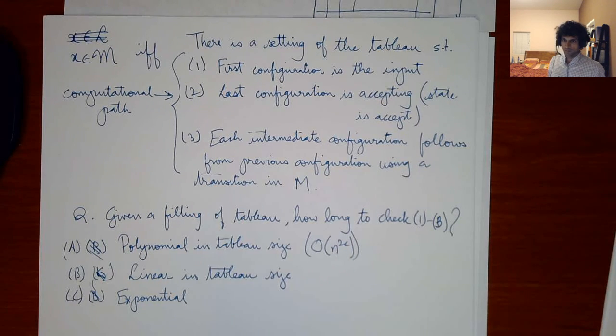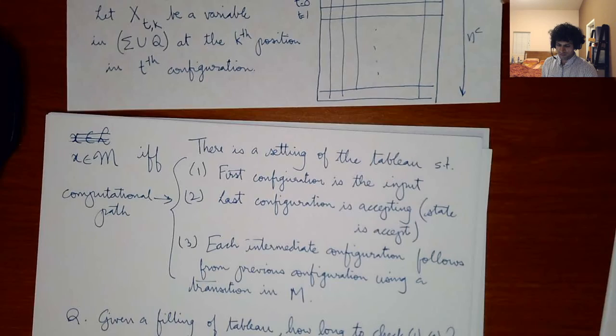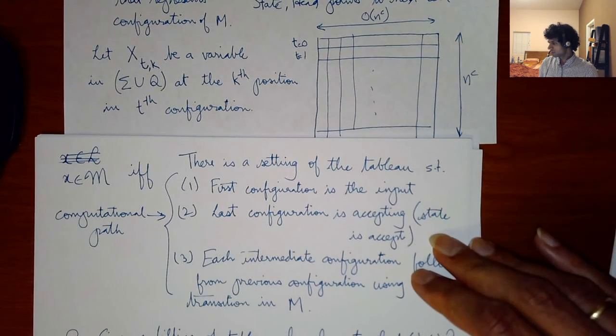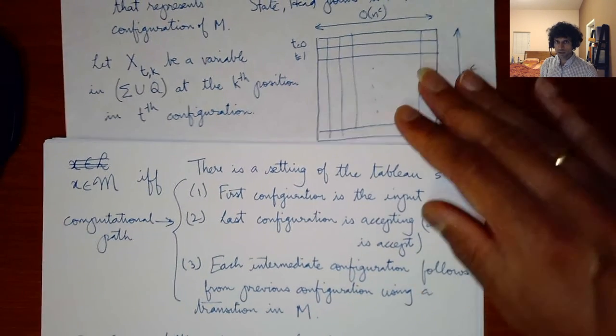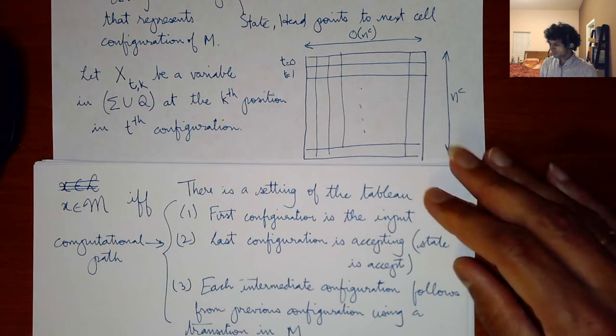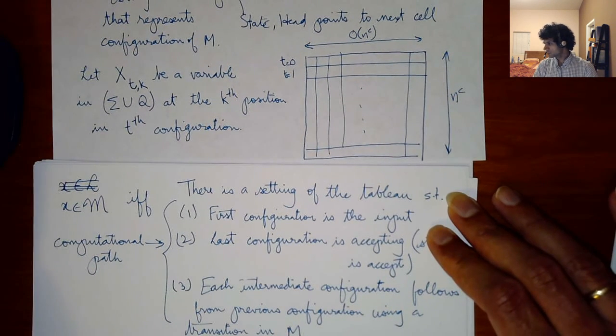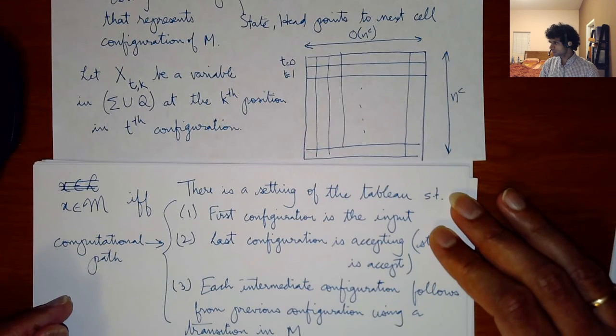Okay, good. So most of you think it's either polynomial or linear. Turns out you can do linear in the tableau size. But if you answered polynomial, that's also fine. Does someone want to explain why? Someone who said it's polynomial or linear? Any comments on that? Well, go ahead. I guess I could try. Sure.